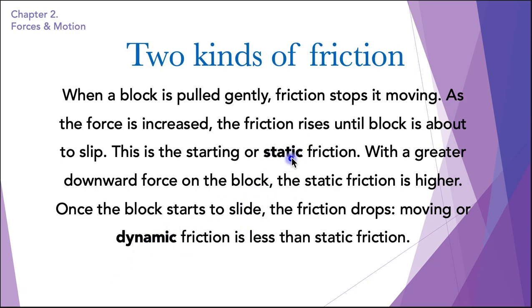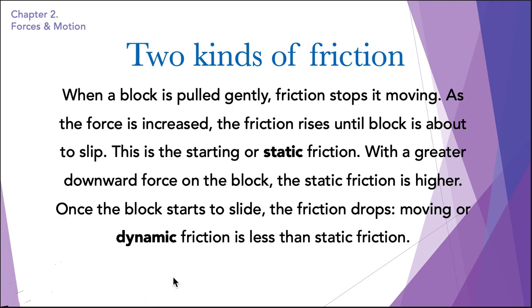Static friction is when an object which is stationary is pulled. At that time the friction is greater, because the downward force on the block is greater. So the static friction is higher. But once the block starts to slide, the friction drops. Moving or dynamic friction is less than static friction. So these were the two kinds of friction.